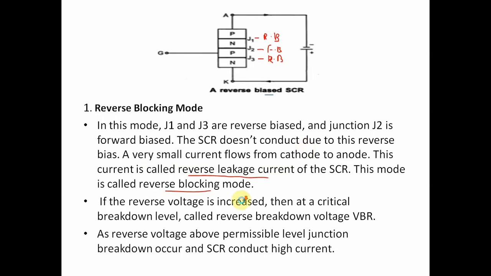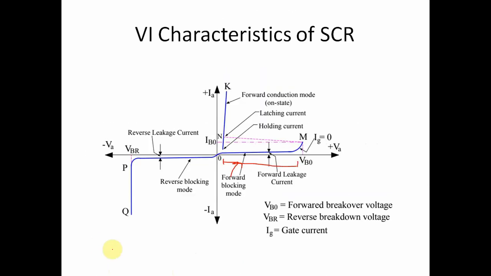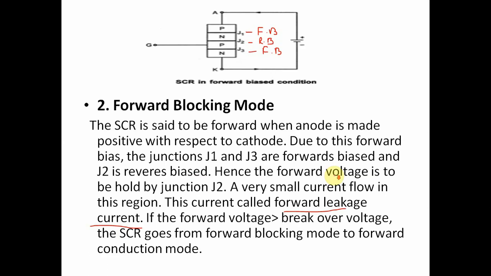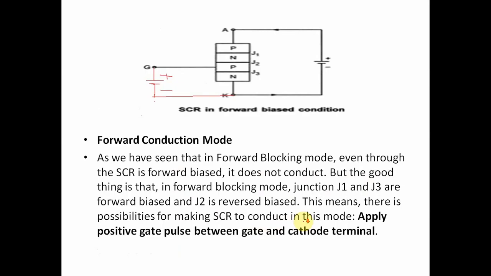As the forward voltage reaches the breakover voltage, SCR goes from forward blocking mode to conduction mode. See here, as the forward voltage reaches the breakover voltage, SCR starts conducting, but sometimes it is in avalanche breakdown. So study step by step. In the OM curve, as the forward leakage current is small, SCR offers high impedance. Therefore, in forward blocking mode, SCR operates as an open switch.